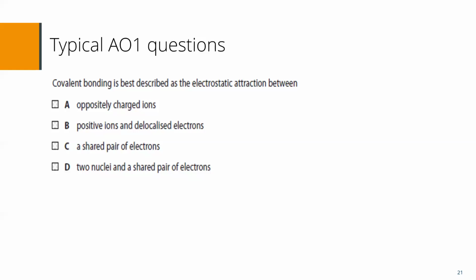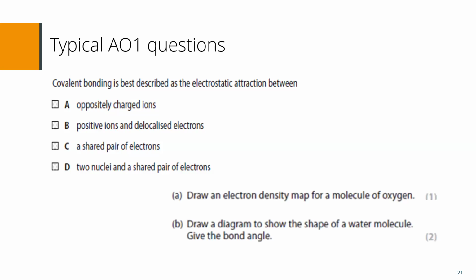The specification states that students need to know what is meant by covalent bonding, and because it is a 'know' statement in the specification, that of course is straightforward recall. So they need to know that it is the electrostatic attraction between two nuclei and a shared pair of electrons. Draw an electron density map for a molecule of oxygen. That is a specification point. They need to know the density map for a molecule of oxygen, and they do need to know the shape of the water molecule, and they need to know its bond angle. So they are AO1 questions.